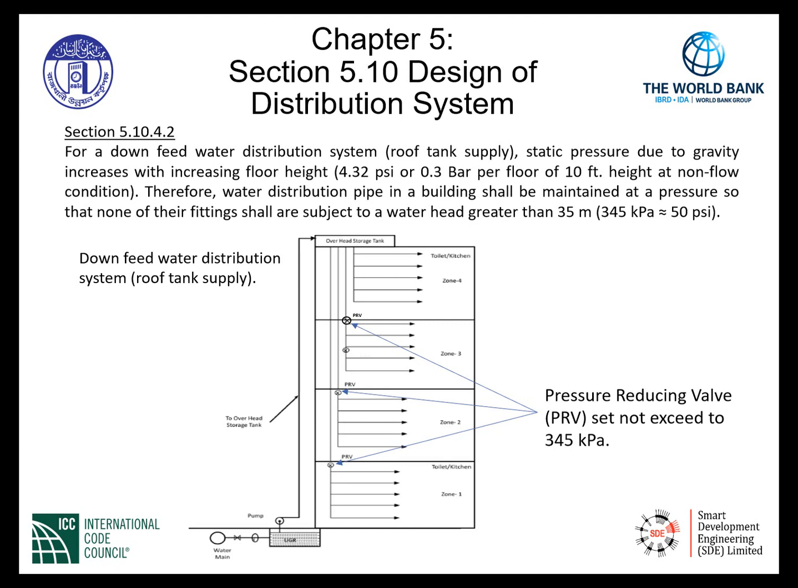So the pressure reducing valve is seen in all of the downfeed distribution pipes from zone 3 to zone 2 to zone 1, providing a safe pressure to the piping that we call the water distribution piping that supplies the fixture and the fixture branches on each and every floor level below.